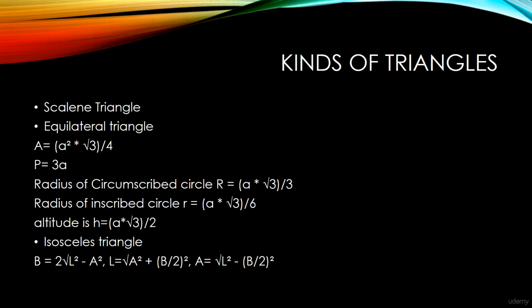To find the base, given the leg and altitude, use the formula b = 2√(L² − A²). To find the leg length, given the base and altitude, use the formula L = √(A² + (B/2)²). To find the altitude given the base and leg, use the formula A = √(L² − (B/2)²), where L is the length of a leg, A is the altitude and B is the length of the base.